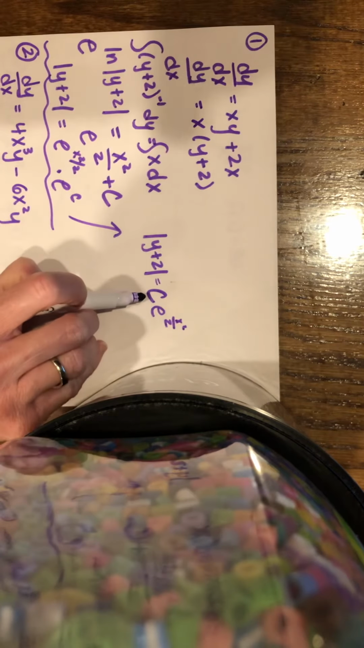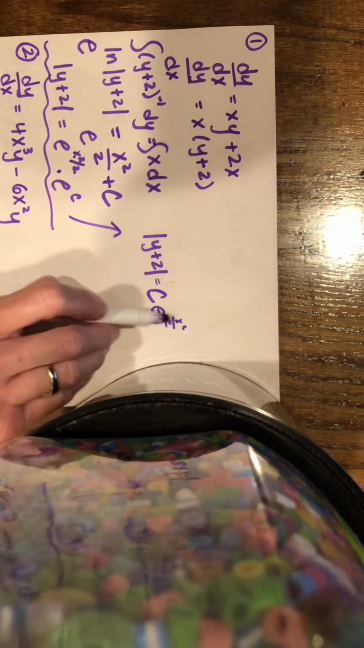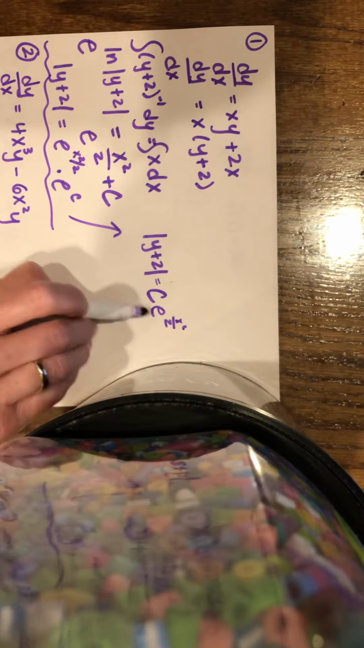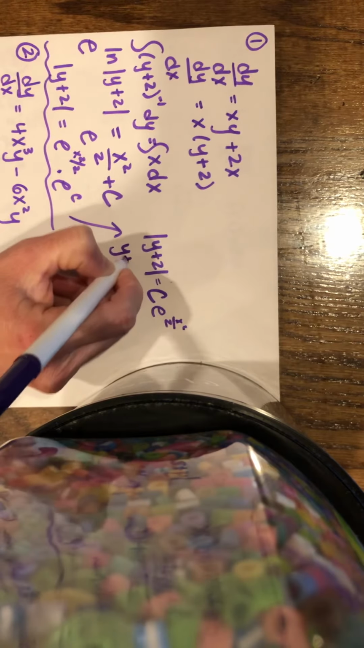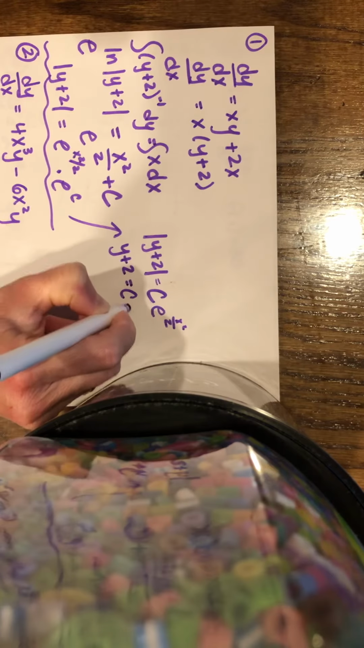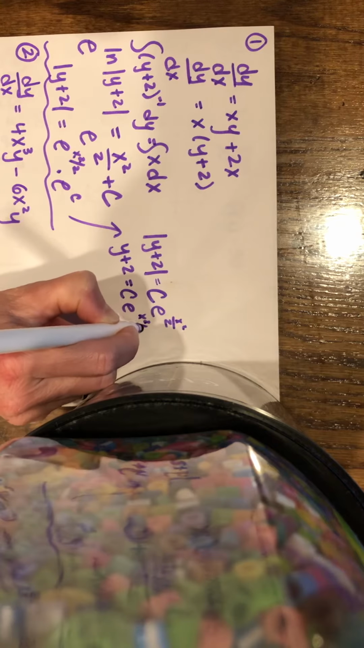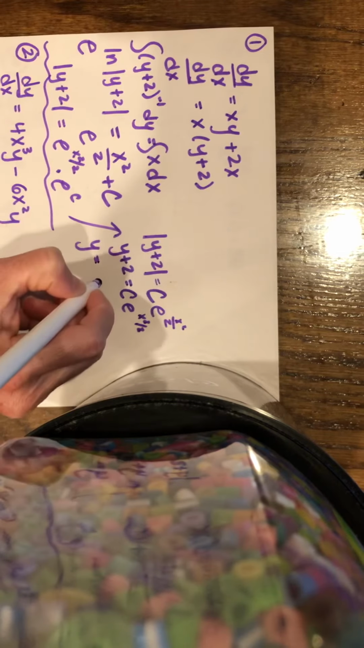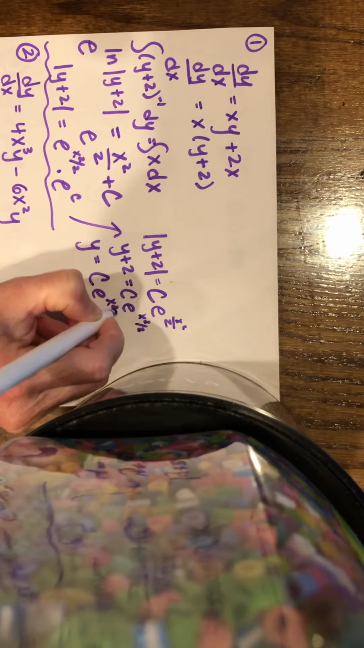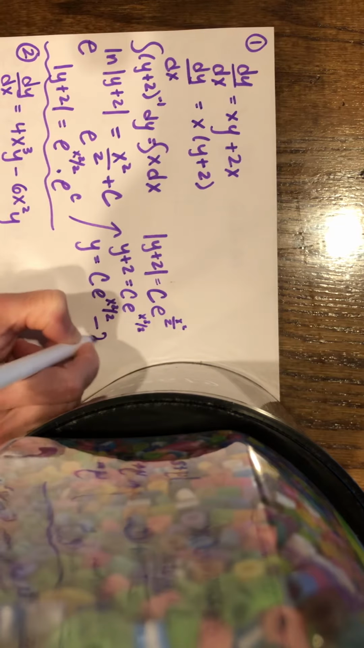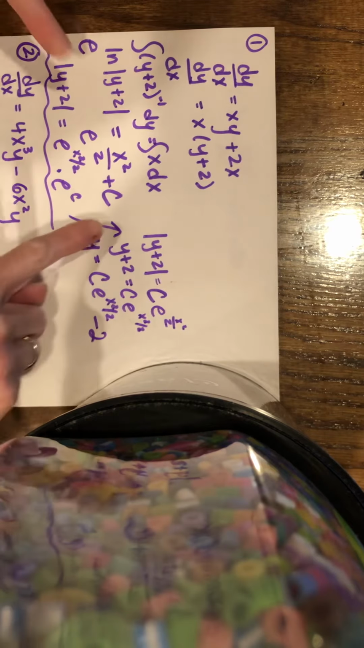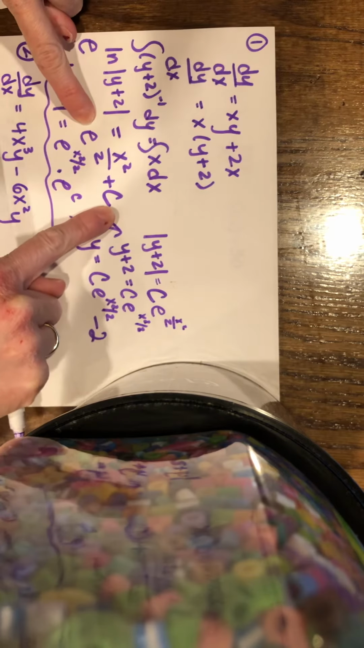Now, I know that this is a positive constant, and e raised to any value is going to be a positive value as well. So at this point, I can drop my absolute value symbols and subtract 2 to completely isolate my y. I hope that helps. My guess is that where we're running into a problem is right there.